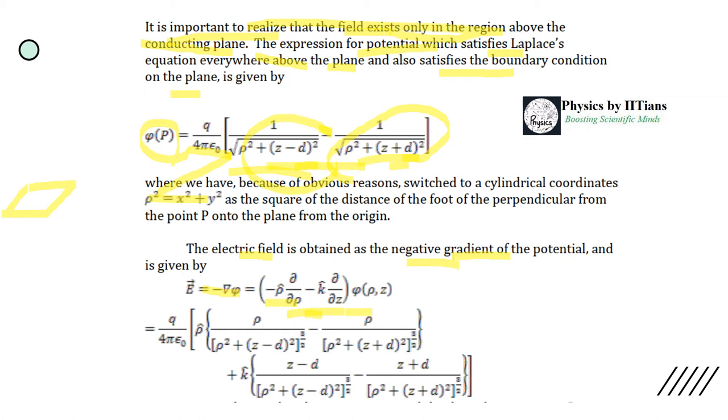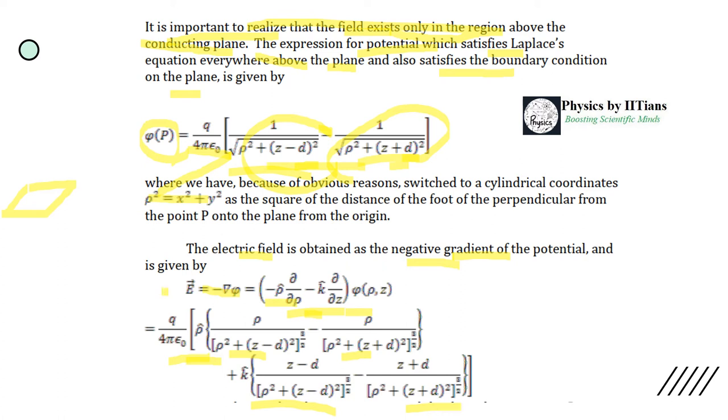Okay, so this can be written as q by 4 pi epsilon naught times: rho cap, rho divided by rho square plus (z minus d) whole square to the power 3 by 2, minus rho divided by rho square plus (z plus d) whole square to the power 3 by 2, plus k cap, (z minus d) divided by rho square plus (z minus d) whole square to the power 3 by 2, minus (z plus d) divided by rho square plus (z plus d) whole square to the power 3 by 2.